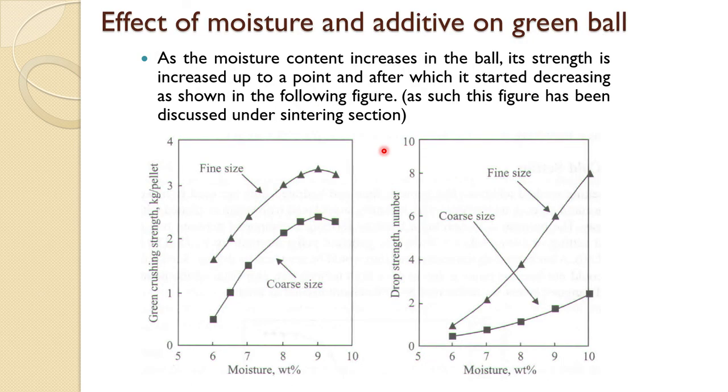Now, the effect of moisture content, that we have seen previously. So, we are not going to discuss this, but as we said, finer size is more relevant when we are talking about the pelletized pellet. Coarser size, when we say, is more relevant to the sintering one.